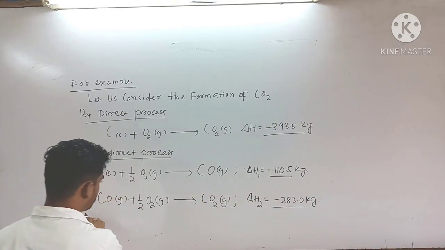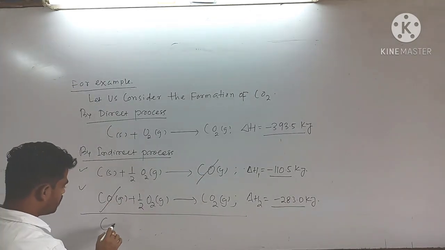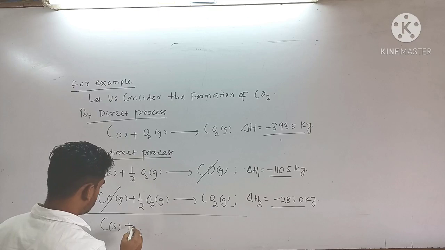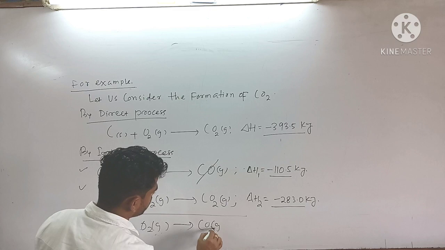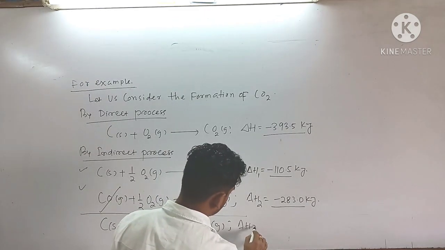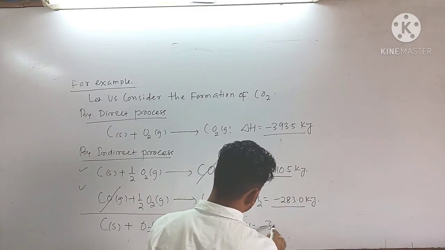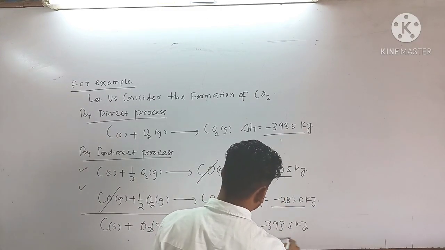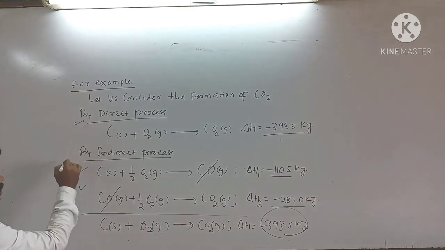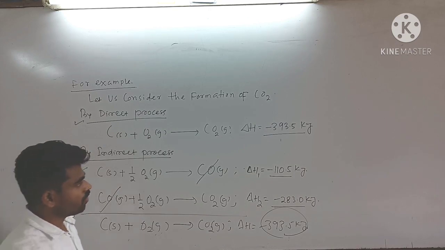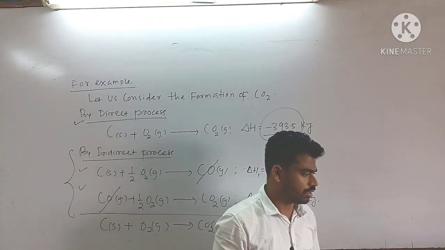So you just add these two equations in order to get this target equation, and the CO gets cancelled. Again you are getting this equation, half O2 gas giving rise to CO2 gas, and here the del H is nothing but just add these two, you will get minus 393.5 kilojoule. So Hess's law is verified from this example. Whether a reaction occurs in a direct way or an indirect way, the enthalpy change always remains the same, that is minus 393.5, and here also the same result.